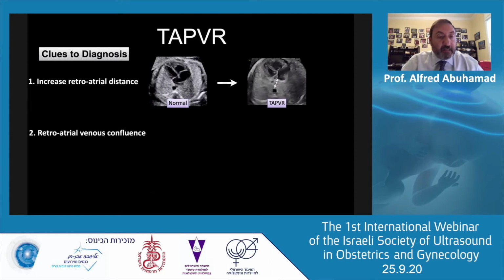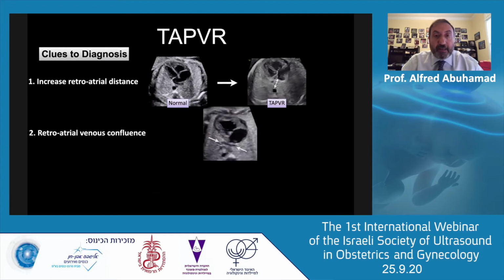Second, there is the venous confluence that is sitting behind the left atrium. As I showed you, here's another case. Significant cardiac malformation, looks like a single ventricle cardiac malformation, but you see the confluent vein and you see the increased retroatrial distance. And the third important feature is an abnormal pulmonary venous Doppler.